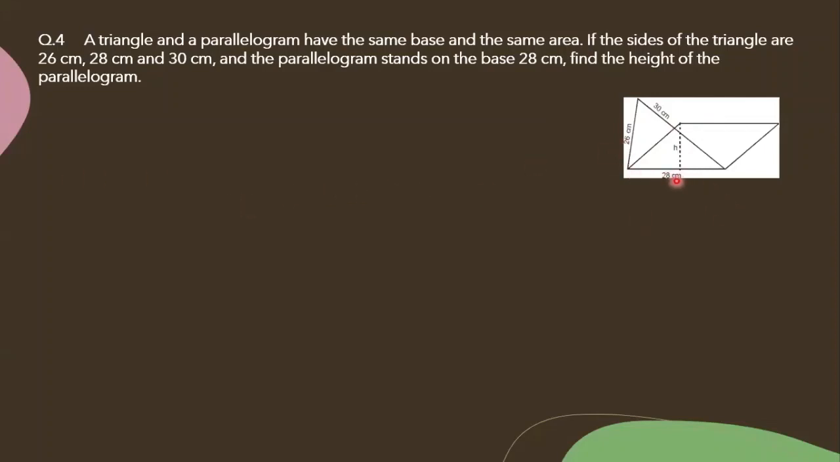The base value of this parallelogram, 28, they gave. Area is equal to 28 into H. Then H is equal to the area of the triangle divided by 28. We'll get the H value. Am I clear, children? The area of the triangle is equal to the area of the parallelogram. The parallelogram formula is base into height. The area of the triangle value comes from Heron's formula.